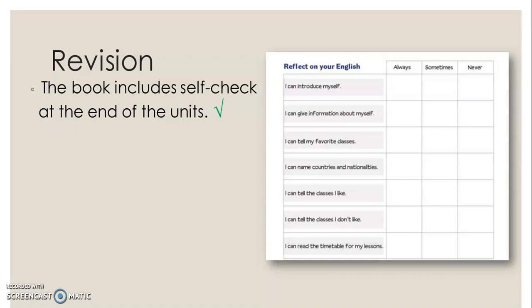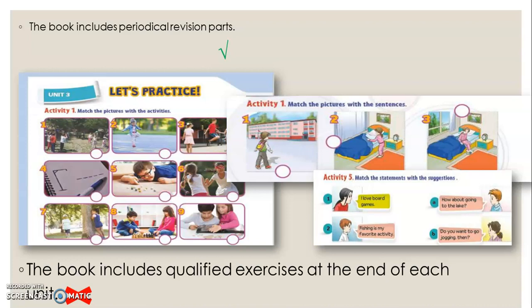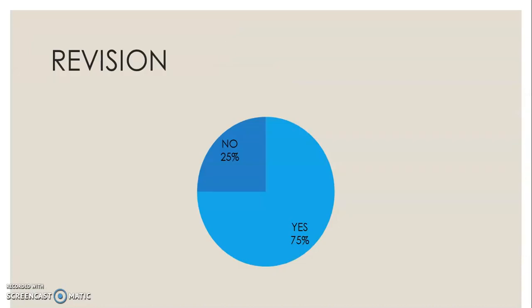In the revision part, the book includes a self-check at the end of each unit, and it helps students reflect on their learning. The book also includes a revision part under the title of Let's Practice, but in these exercises, the book includes limited activity types like matching and fill in the blanks. I think it's not enough for revision. The exercises could be various and more qualified. So the revision part takes 75% of yes and 25% of no.